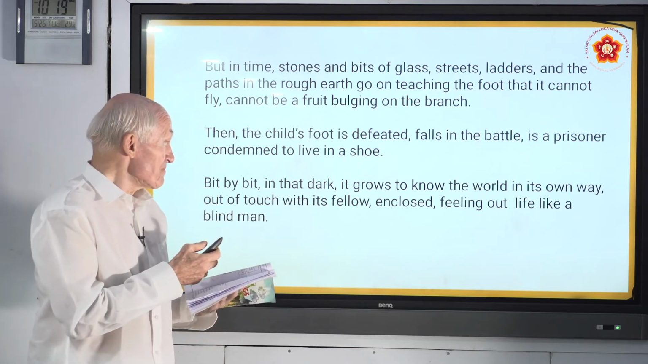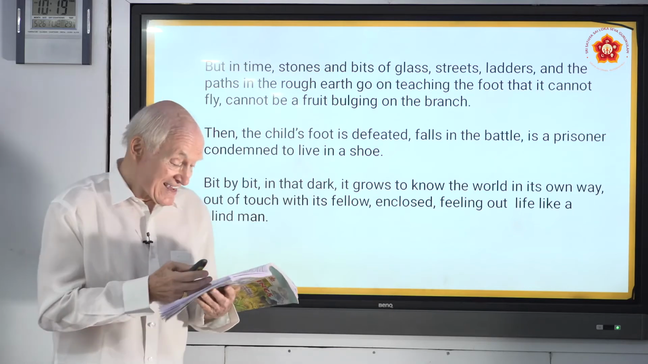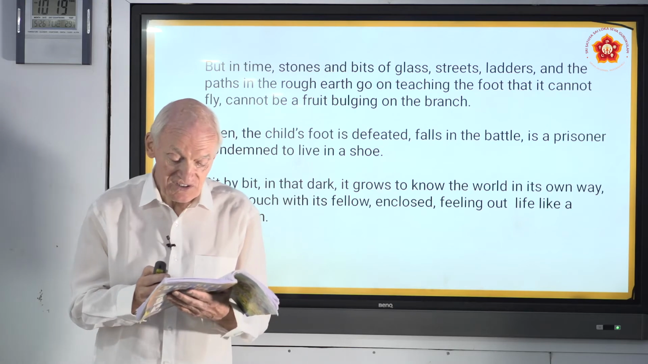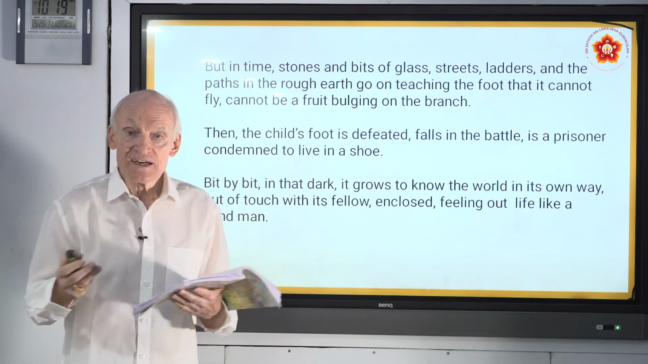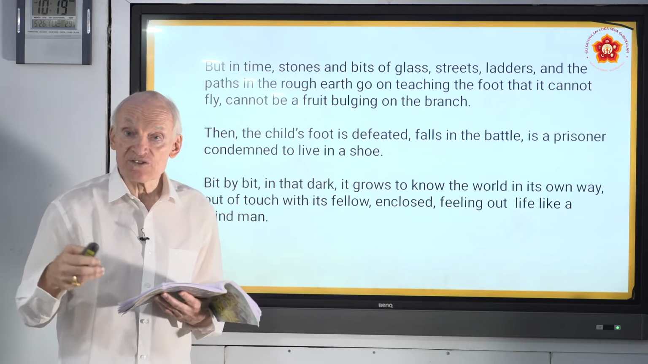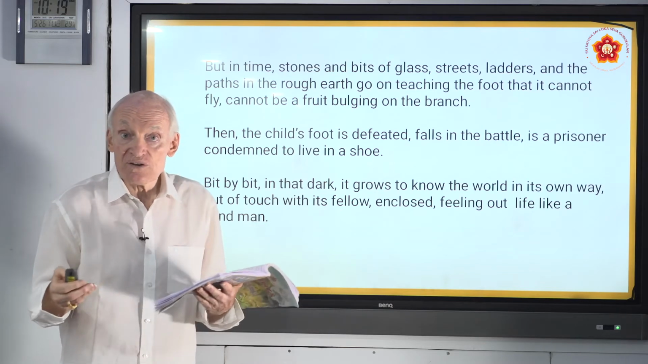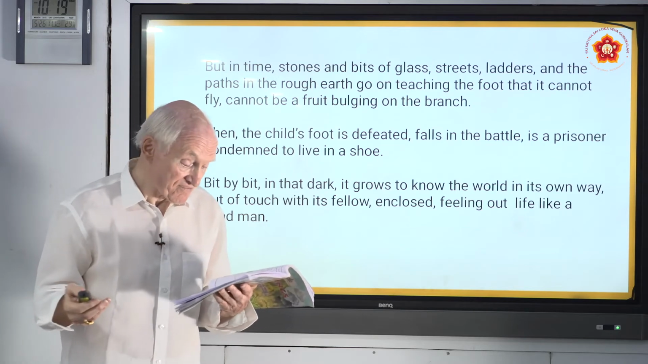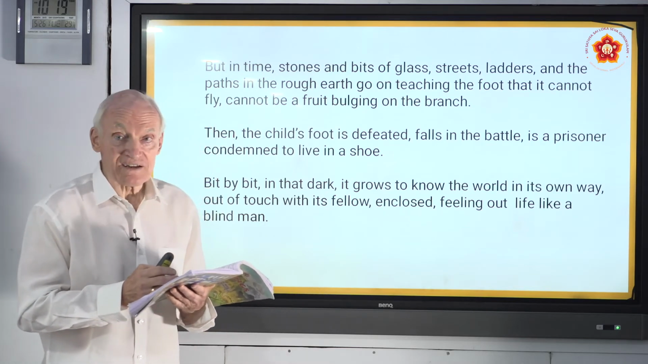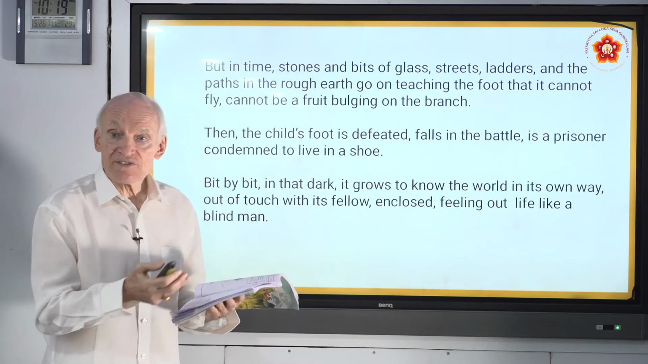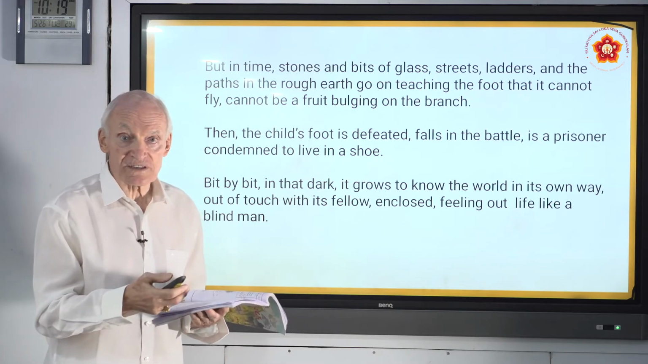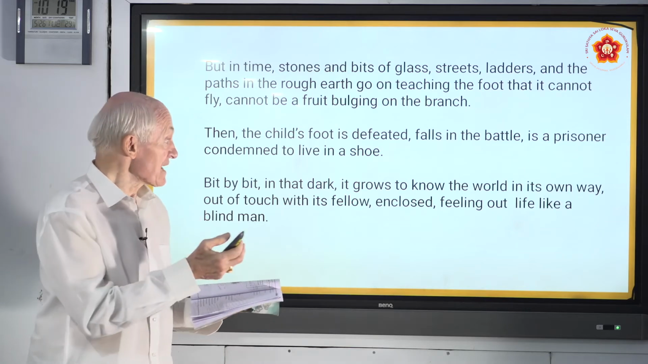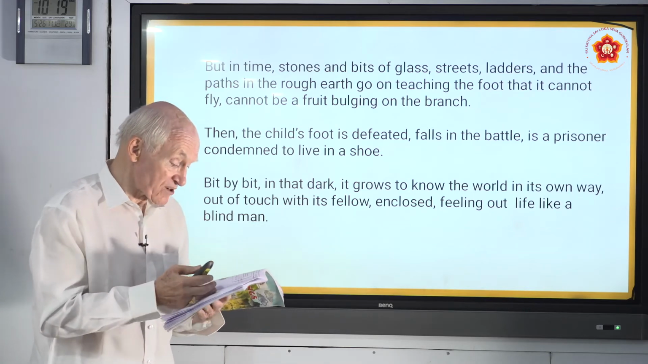But bit by bit, in that dark, it grows. It grows to know the world in its own way. Instead of being outside and free, it grows inside the shoe. And it only knows the perspective inside the shoe, which is cut off and not free. Out of touch with its fellow. Its own brother, it hardly ever sees the brother until at night when it goes to sleep. Or maybe when they take a bath or go swimming. Most of the time, he's out of touch with his father, with his brother.